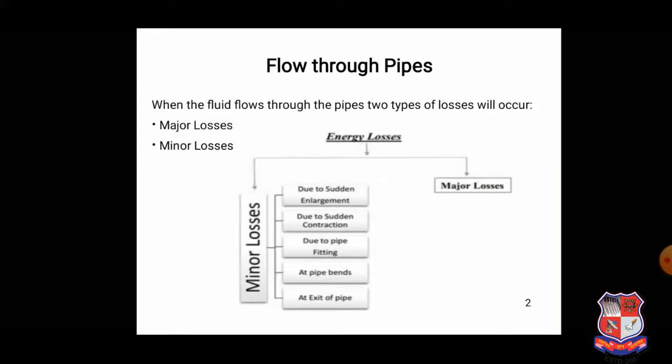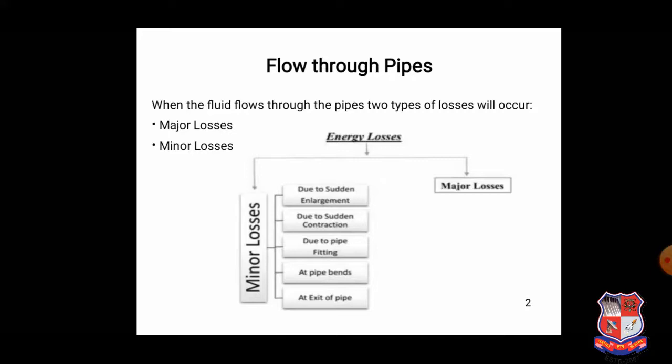Before starting with the concept of laminar and turbulent flow in pipe, one must remember or be aware of what is flow through pipe and what are the various types of losses which occur in the pipe. So when the fluid flows through the pipes, then there are 2 types of losses, major and minor. Now first I would like to give you some brief about the major losses.